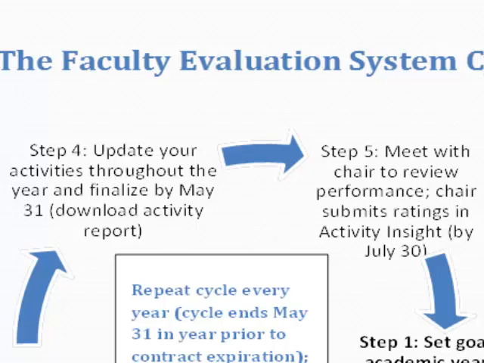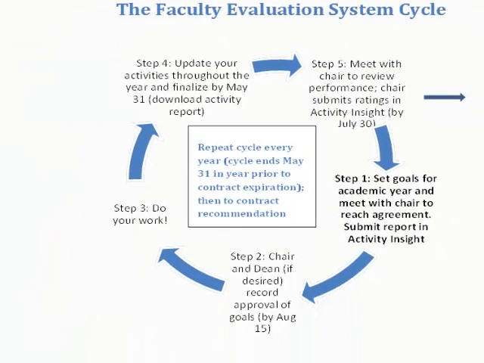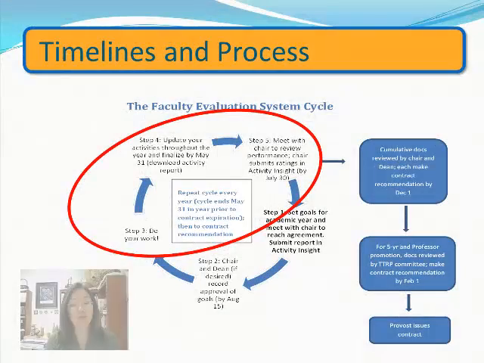In June, you'll have your meeting with your chair, go over how you did, as well as what you intend to do for the next year. Chairs will submit ratings, and the cycle starts again. In fact, beginning next year, steps 1 and 2 should converge with step 5, so this cycle is really just a 3-step cycle.